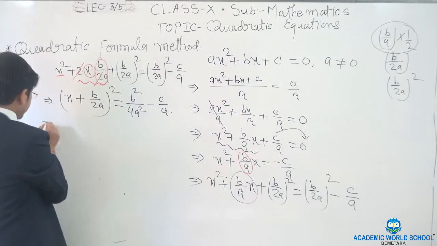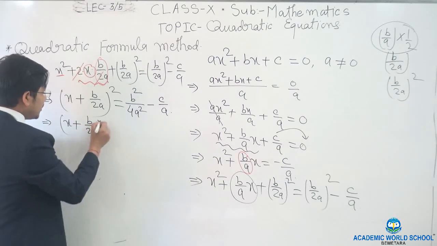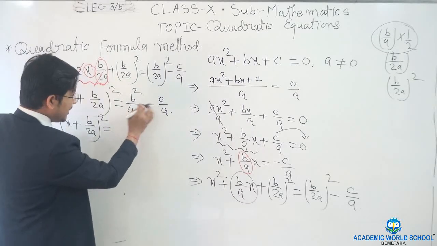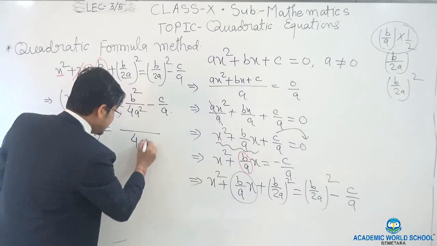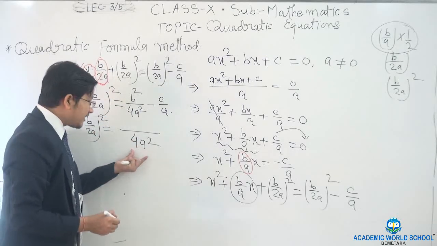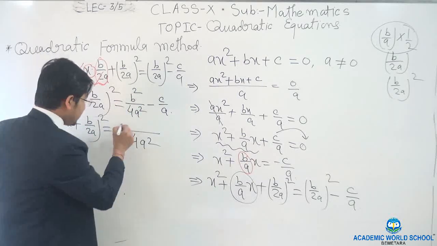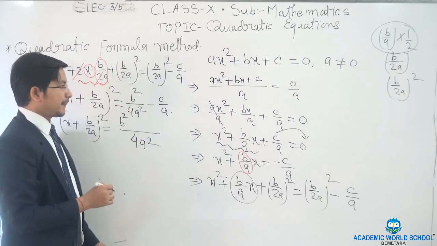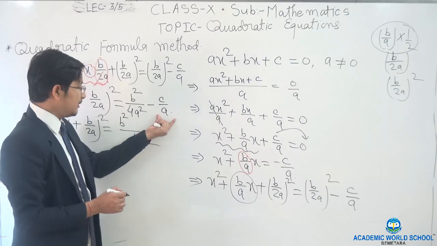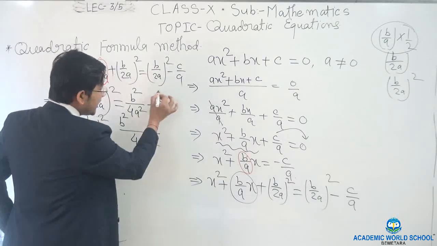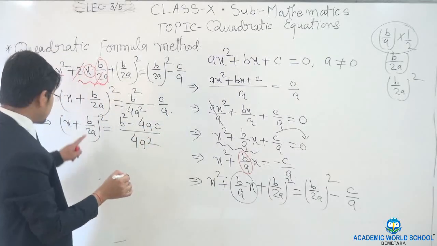So this is (x + b/2a) whole square is equal to, I am going to take the LCM of this 4a into a. So LCM will be 4a square. 4a square divided by 4a square is 1, and 1 into b square is b square. Now 4a square divided by a, I will be getting 4a, and 4a into c will be 4ac. So now this is a square.